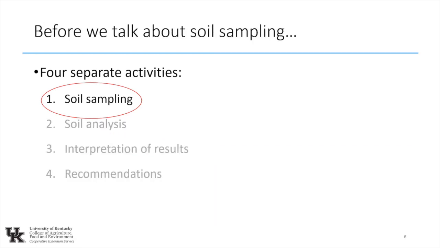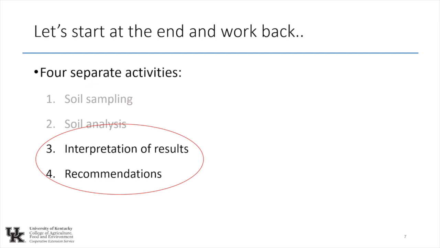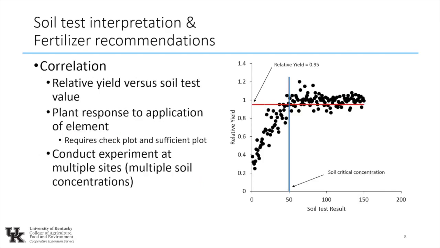So before we talk about soil sampling, let's start at the end and work our way back. Let's cover that interpretation and making the recommendations based on data coming to us from the lab so that we have a firm understanding of the basics before we get into the soil sample collection. So soil test interpretation and fertilizer recommendations are based on two procedures. First, correlation. Correlation is when you determine the relative yield versus the soil test value.